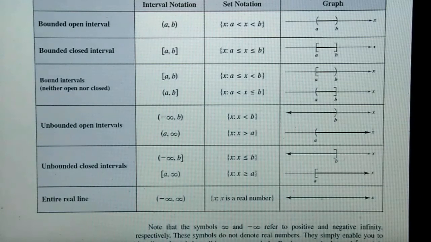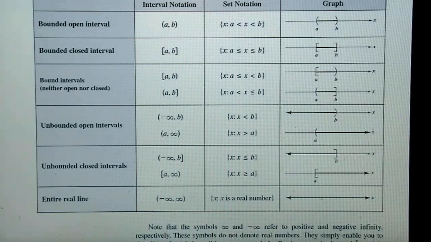The next interval is a bounded closed interval. It's bounded because there's a beginning and end, A and B. It's closed because you can almost say the case is closed. The endpoints we know are included. Now, if one endpoint is included and the other is not, we say it's neither open nor closed. However, it is certainly bounded.